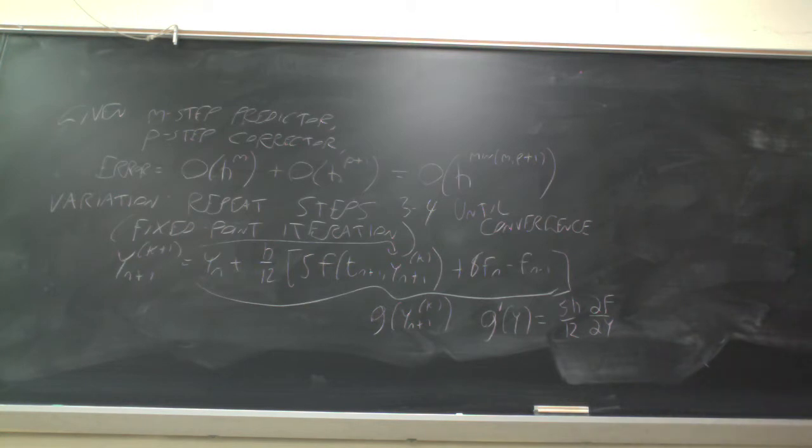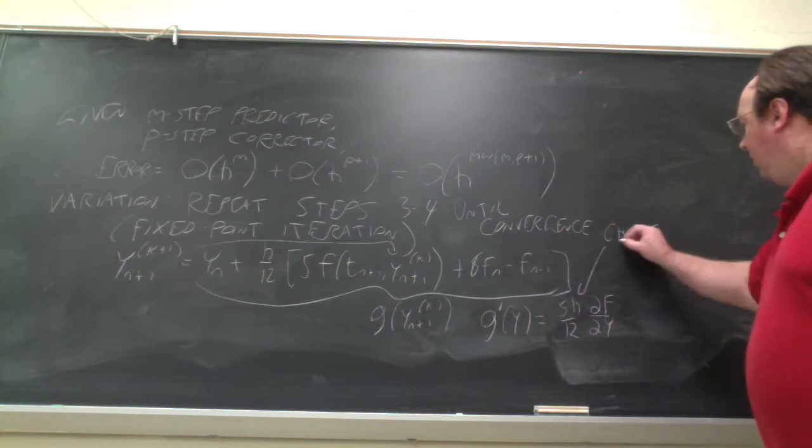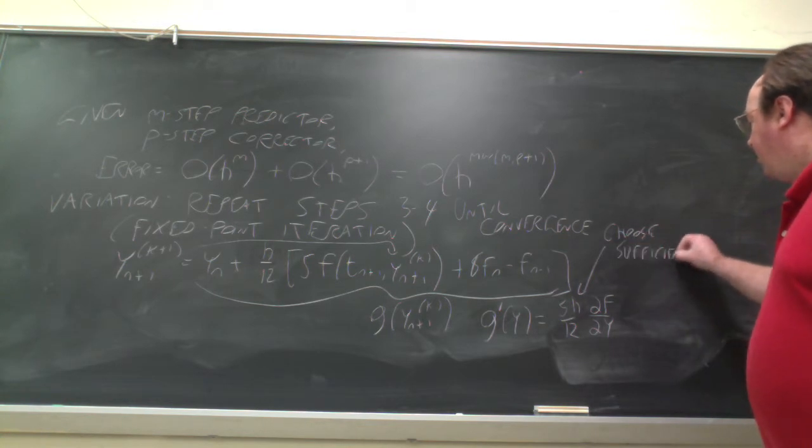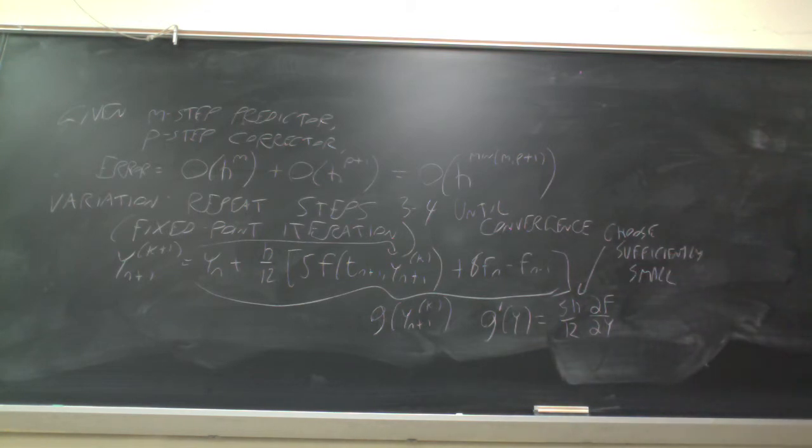Well, you're free to choose h however you like. So if you know something about partial of f with respect to y, f is a given function, so you can figure that out, you can guarantee convergence just by choosing h to be sufficiently small. And then that fixed point iteration will work. And you already have a decent initial guess going into it from the prediction. So you don't have any real issue there.